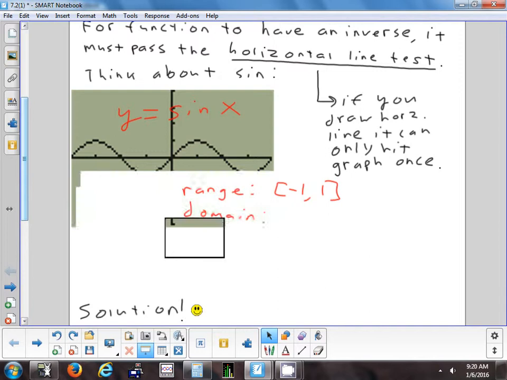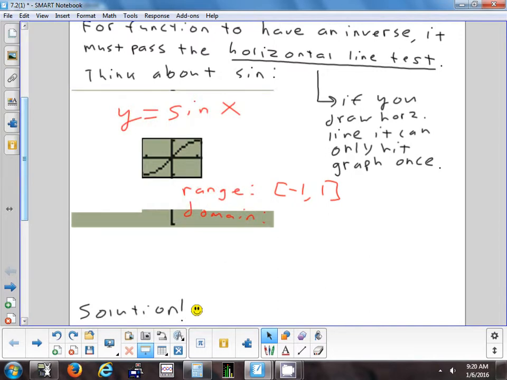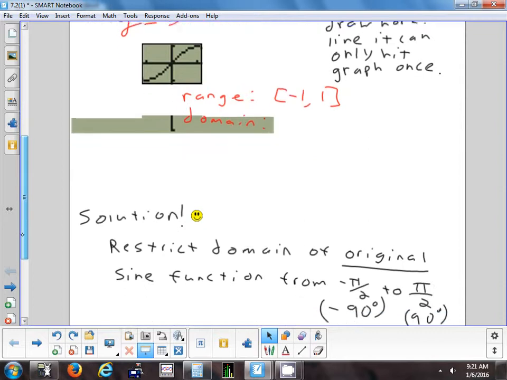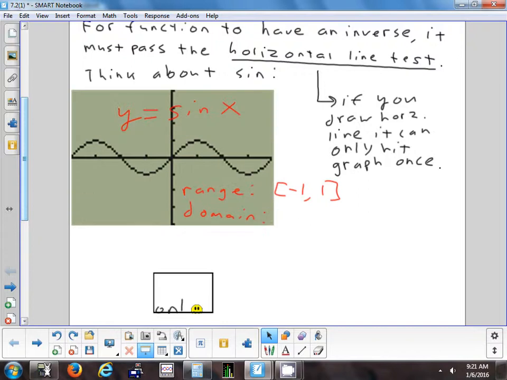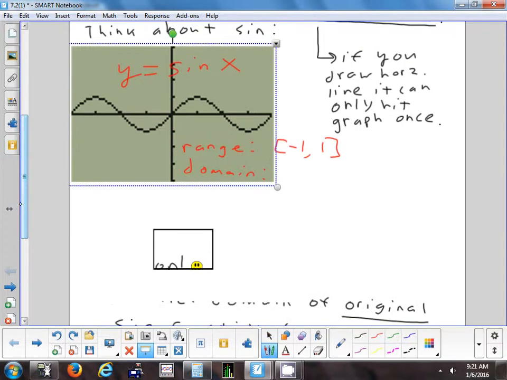And the domain, let me just put this box back. What are we limiting the domain to? So the height is negative 1 to 1. But what's the left and the right edge of that box? Yeah, we agreed we're going to limit it to negative 90 to 90. Remember, these tick marks are each 90 degrees: 90, 180, 270, 360. Okay? So our domain here is negative 90 to 90. That's in the original sine function.